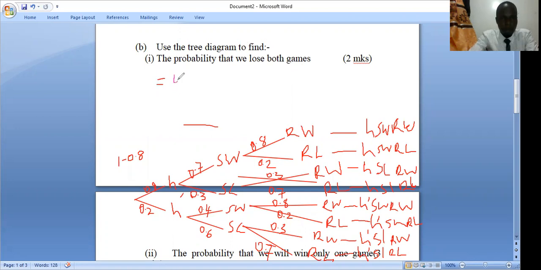So if we host, we have 0.8, this one here. If we host, losing both games means we lose soccer here, 0.3, times, at the same time, we lose what? We lose rugby. Looking at the initial diagram, it is supposed to be 0.7. That is the case when we host.